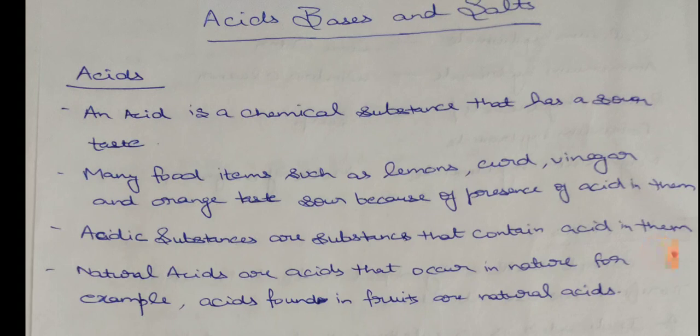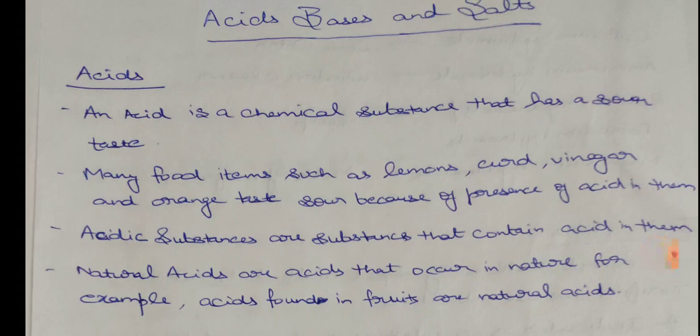Okay students, so let's start the topic, starting with the acids. First, an acid is a chemical substance that has a sour taste. Many food items such as lemon, curd, vinegar and orange taste sour because of the presence of acid in them. Such substances in which acid is present are known as acidic substances. Getting, students?